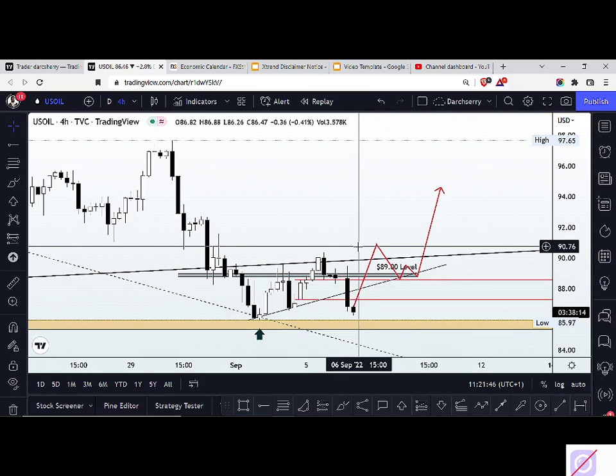So that is that on the US oil, and I'll be taking the next 10 to 15 seconds to run through the charts and see if there are any inquiries regarding what I just discussed so far.